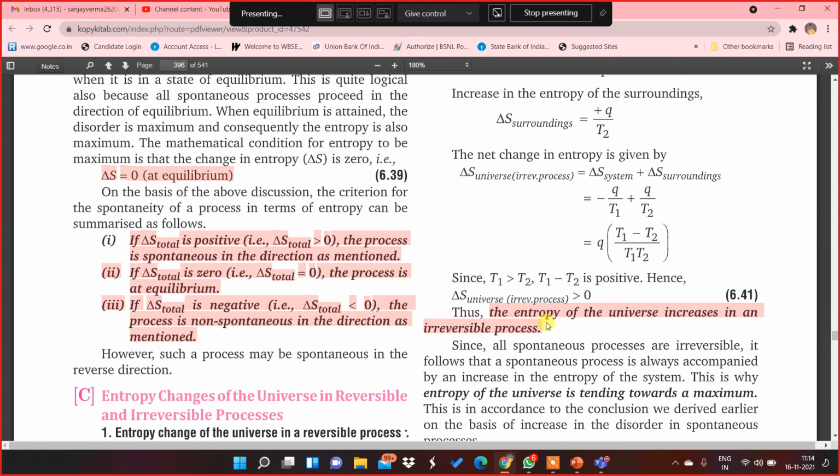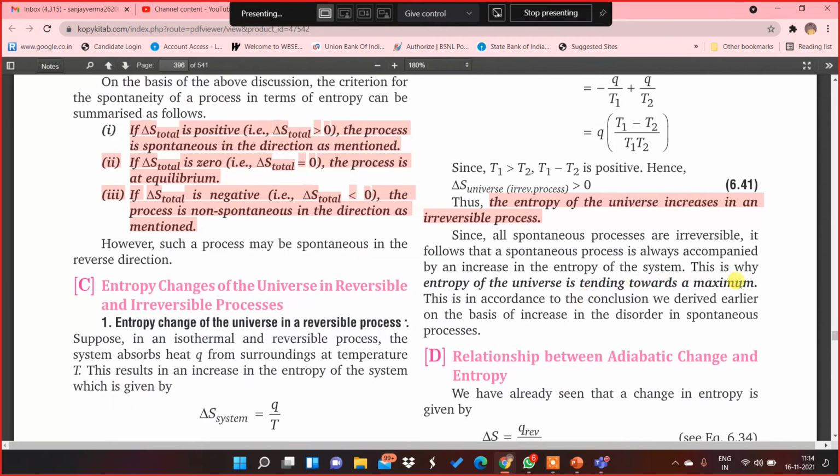Now, since all spontaneous processes are irreversible, it follows that a spontaneous process is always accompanied by an increase in the entropy of the universe. This is why the entropy of the universe is tending towards the maximum day by day. As you are moving further, as you are getting older, the entropy of the universe is always increasing. This is in accordance with the conclusion we derived earlier on the basis of increasing disorder in spontaneous processes.